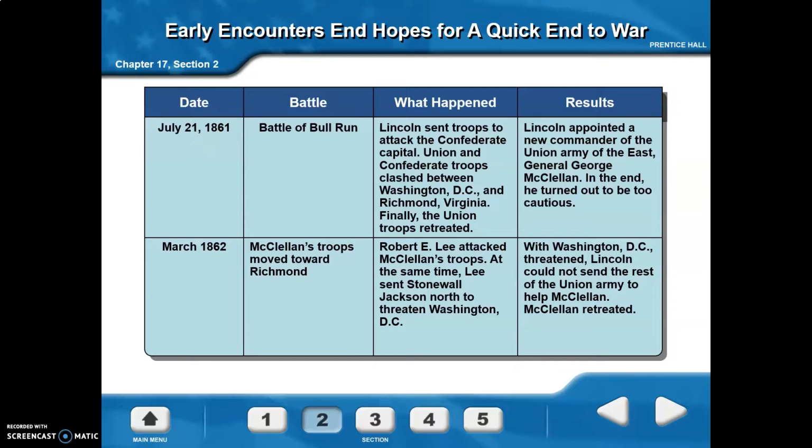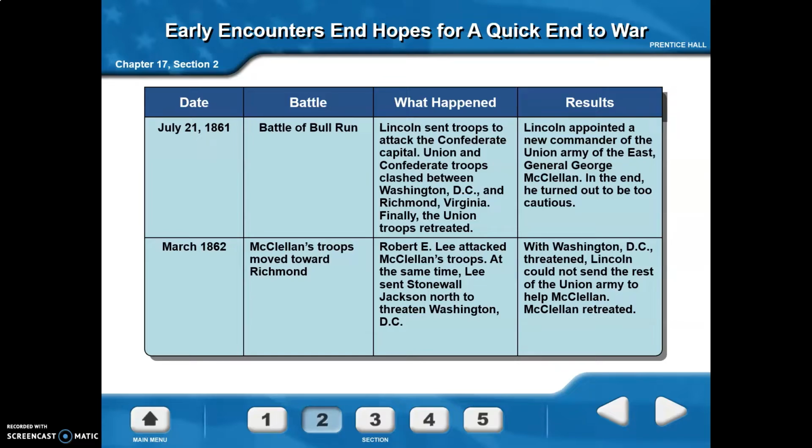Actually, some spectators were shocked by the battle. A lot of them rode out to watch the Union Army crush the Confederates. People from D.C. went out to see the battle. They brought picnic baskets. They thought it was a cheery thing. They were spread out on a hilltop overlooking Bull Run, and they were shocked to see what was happening.